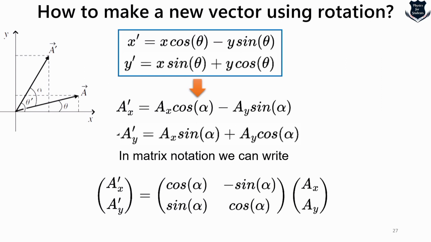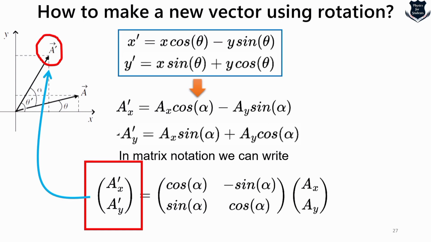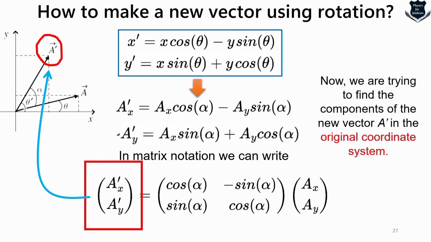Now this actually gives you the tool or the idea that we can now find the components a prime x and a prime y of the new vector, a prime. So now we are in a situation that we can derive the components a prime x and a prime y of the new vector a prime, which is in the original coordinate system. This is what we are actually going to do. Now in order to do that, we are trying to find out the components of the new vector, which is a prime, in the original coordinate system. So how do we do that?